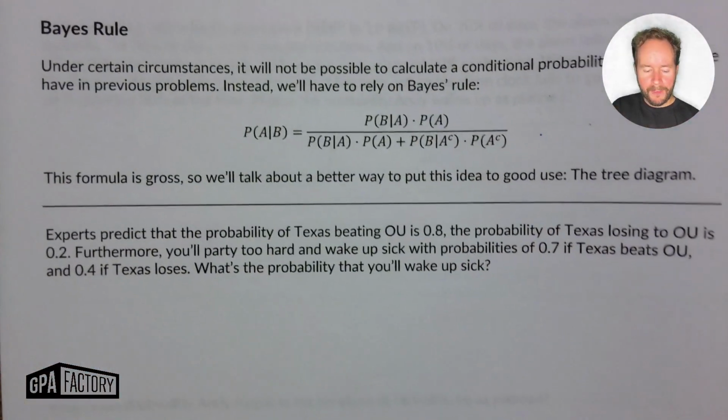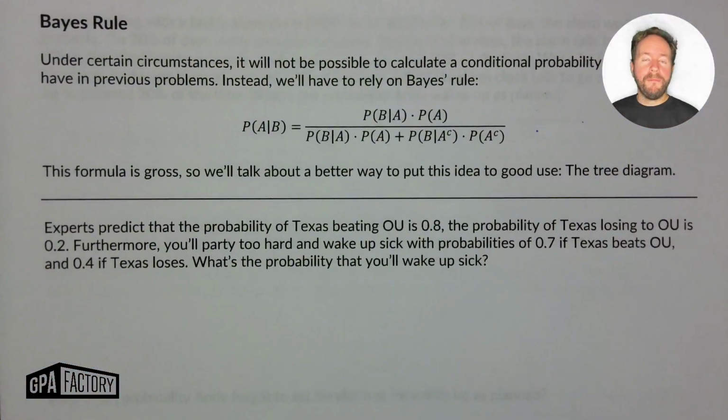Let's keep it going. Under certain circumstances, it won't be possible to calculate a conditional probability the way we like to. We actually get these layers of properties that describe either some people or states or observations or dog breeds or whatever, and we have to break that down using a tree diagram. So this formula is gross.